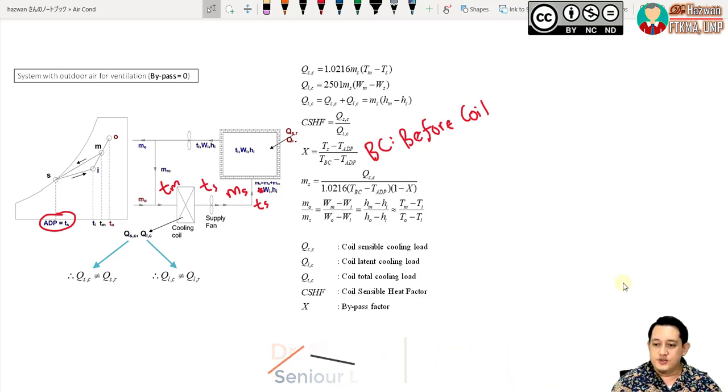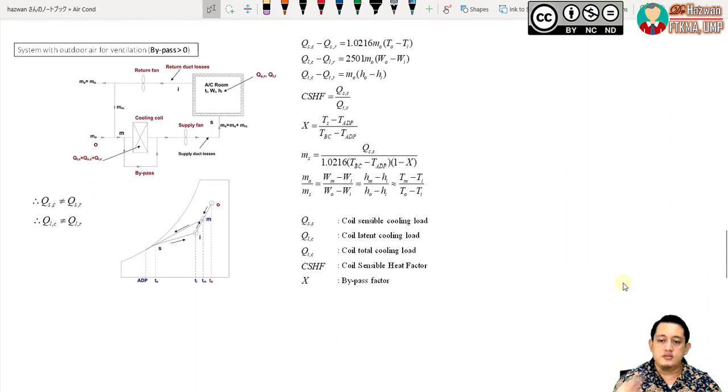Okay, so in the previous video, we talked about system with outdoor air for ventilation where the bypass is equal to 0. If you missed the video, you can check the link in the description down below. Okay, so today we will learn about system with outdoor air for ventilation where the bypass is more than 0.